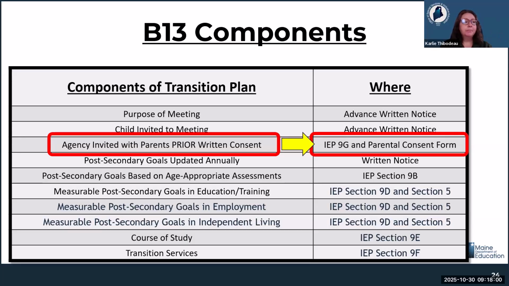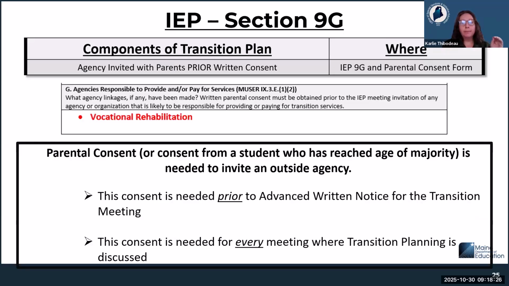Okay. So jumping back into this, is that agency invited? We're skipping right to the end of section 9. So we would look at 9G, and then we also look for the parental consent form. This has been a change. We've been training to this for, I think this is our 3rd or 4th year, but this was a change in practice, though we have been talking about it for a while.